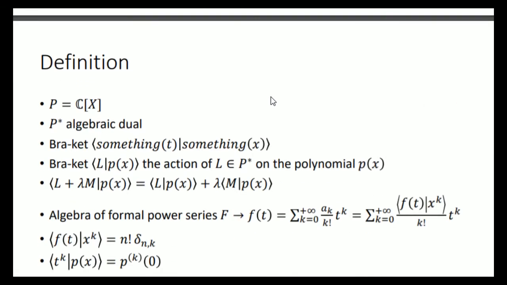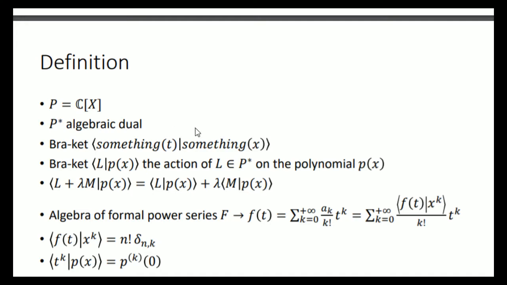So at first we'll consider P, the space of polynomials with complex components, so with complex values. And we call P star the algebraic dual. So this represents the dual operator.